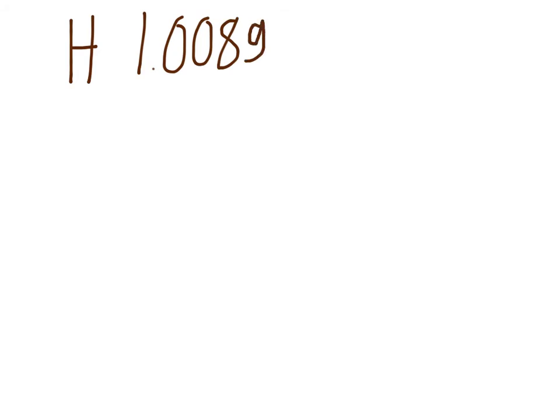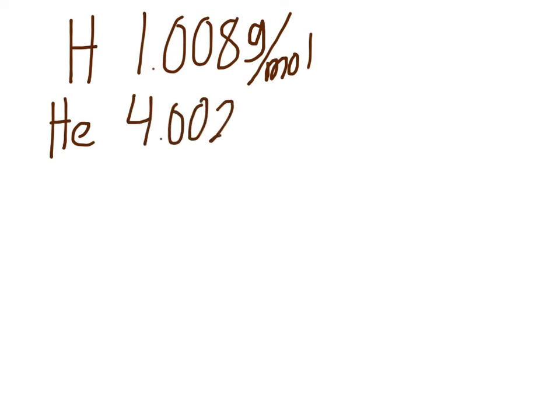The molar mass, say again for hydrogen, 1.008, is the amount of grams per 1 mole for hydrogen. It's very specific for hydrogen, and the reason is the difference between hydrogen and helium. The molar mass of helium is 4.002 grams per mole. Units are important. These molar masses are very specific to whatever element we're talking about.